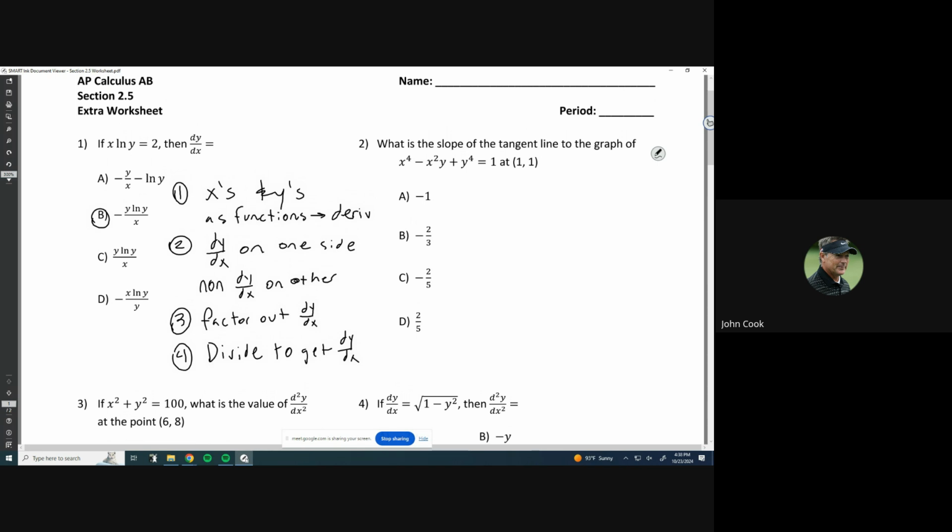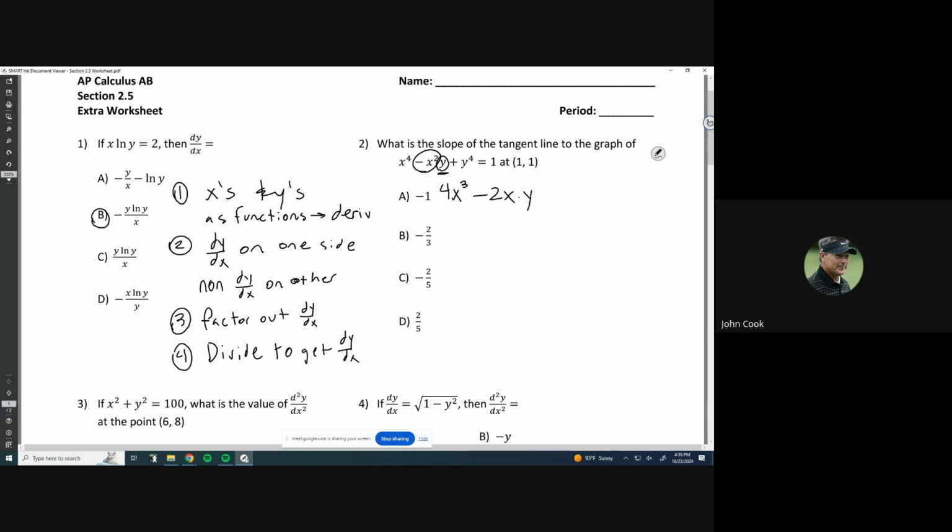So for number 2, I take the x's and the y's, treat them as functions and take the derivatives. If I just have an x to the 4th all by itself, it's just going to be 4x to the 3rd. But then if you look at the next part, negative x squared times y, that's a function times a function. Maybe my first function would be negative x squared and my other function would be y. If it's 2 functions multiplying, you've got to use the product rule. So the derivative of negative x squared is negative 2x, and then the y stays itself, just like in regular product rule.